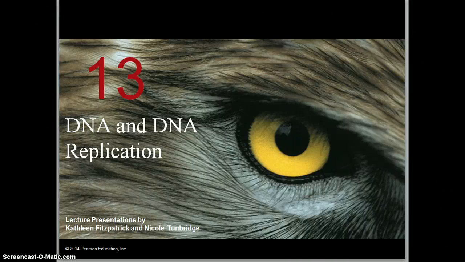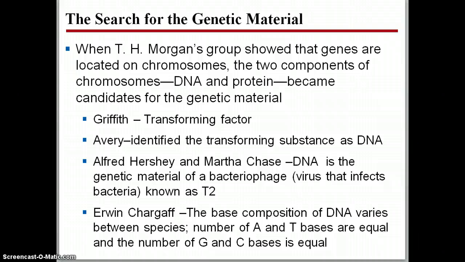Hi ladies, this is a presentation on DNA and DNA replication. You can find this information in chapter 13. So the first thing I'm going to briefly review is the search for genetic material.